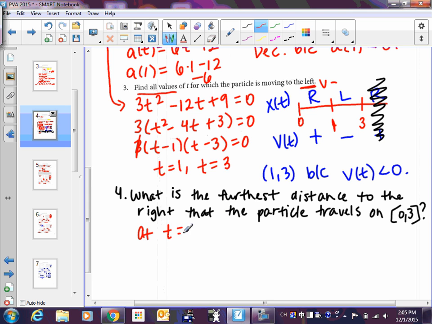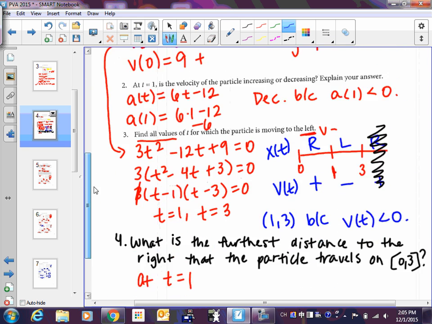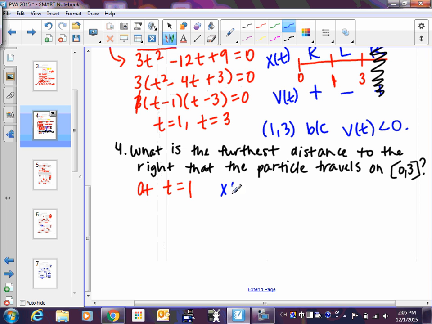t equals 1. Okay, at 0, the particle is wherever it is. It moves to the right. And at 1, it changes direction and moves to the left. So at t equals 1, that's when the particle is furthest to the right. Well, how am I going to find what that position actually is? Yeah, we plug it back into the position function, which is right up there at the top. So we go x of, not t, x of 1.